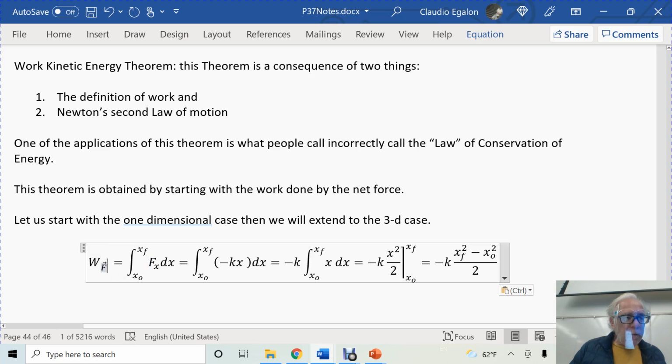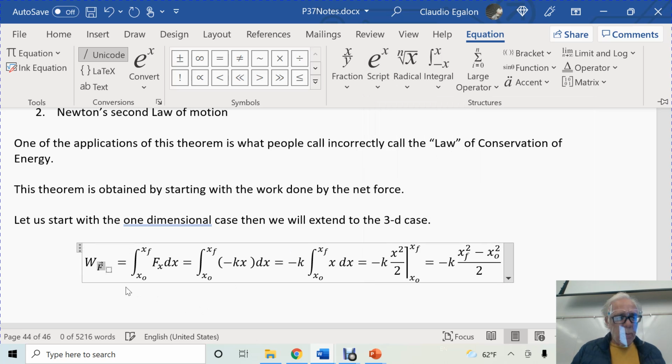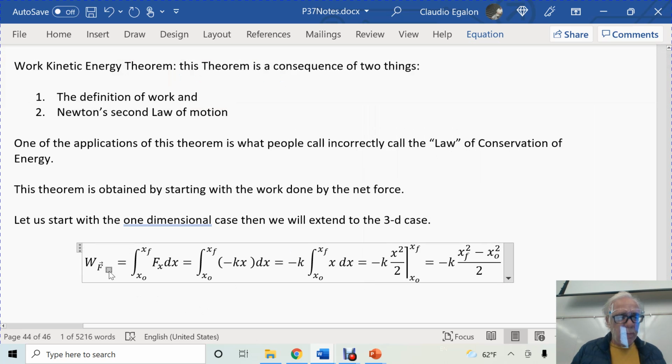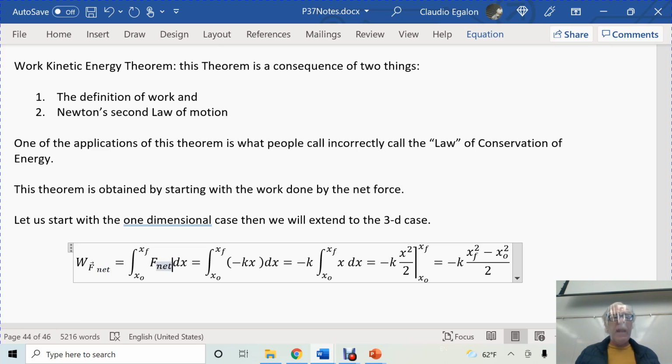The definition of the force, right? Remember, it's a special type of force. It's the net force. So I'm going to write that down. Work of the net force. Work of the net force is going to be what? It's going to be the net force. We are doing just the one-dimensional case, and because we are doing just the one-dimensional case, dot dx, right?